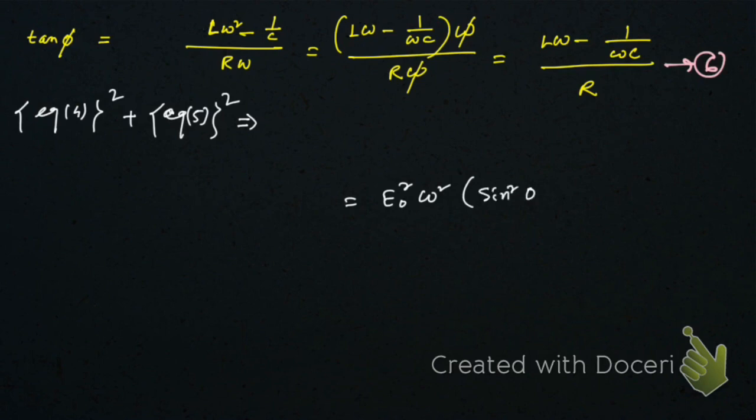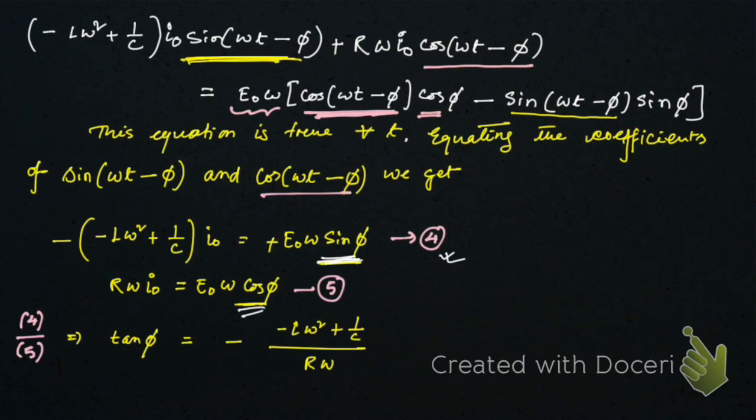Sine square phi plus cos square phi, that's what you will get. And on the left hand side, if you square this whole thing, then this minus will be plus, right? Then squaring this, what will you get? R square omega square I naught square.